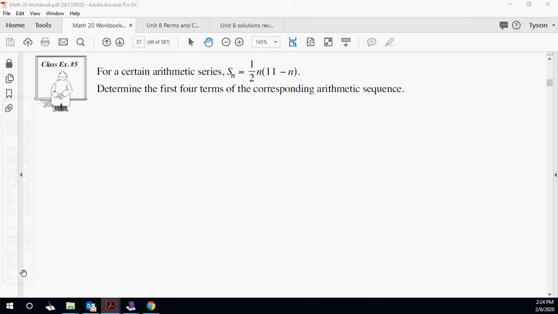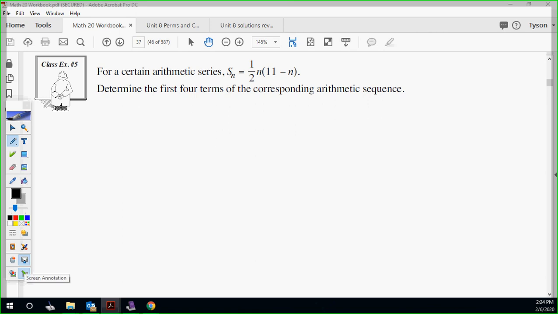Okay, sorry if you didn't get that. I'm going too fast. You can have my notes after. Okay, for a certain arithmetic sequence, the series is s of n equals 1/2 n times 11 minus n. Determine the first 4 terms of corresponding arithmetic sequence. So what we're going to do is, or what should we do? Let me change the question. What should we do? They gave us a series formula. How can we use it to find our terms?